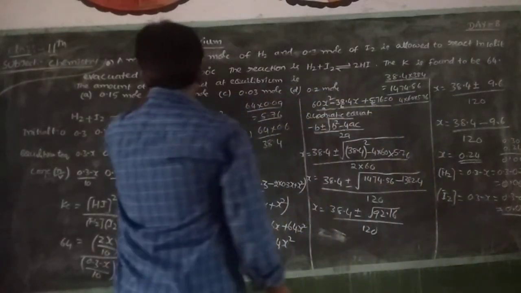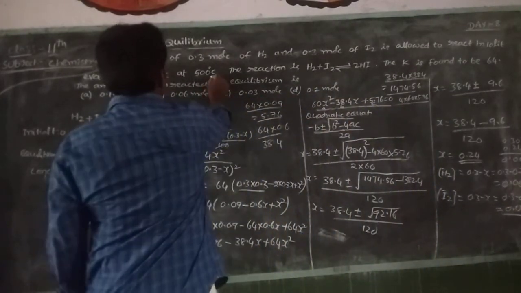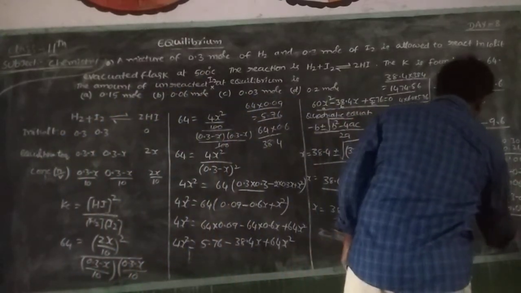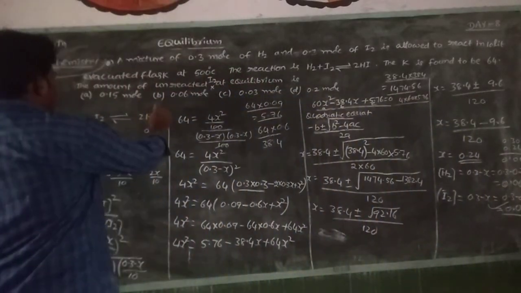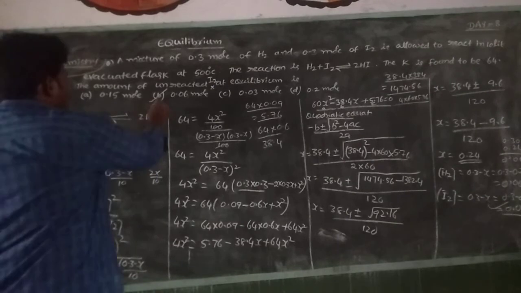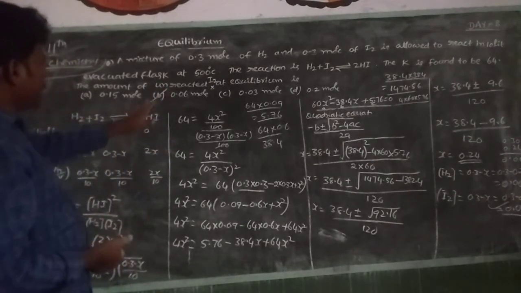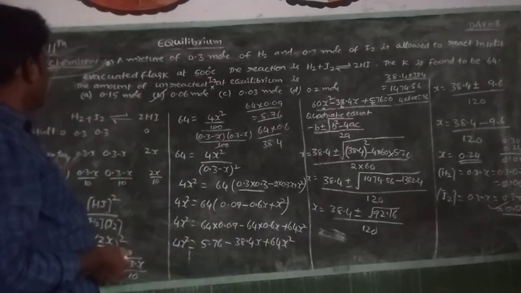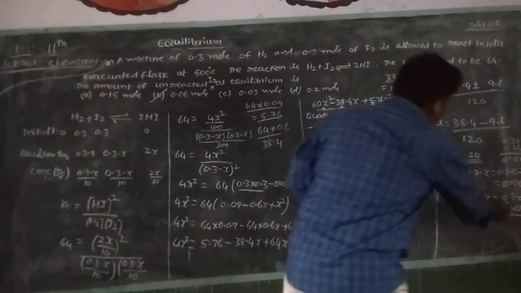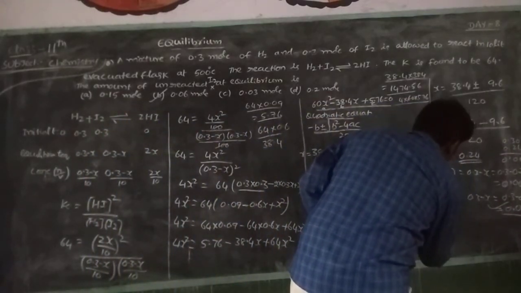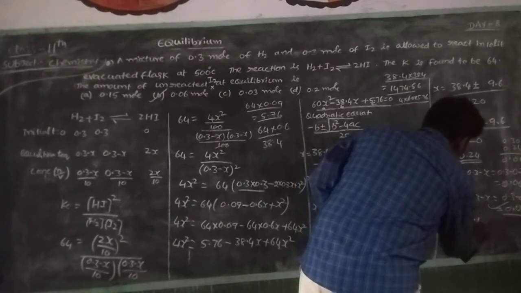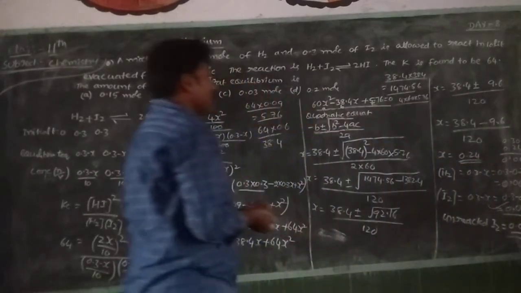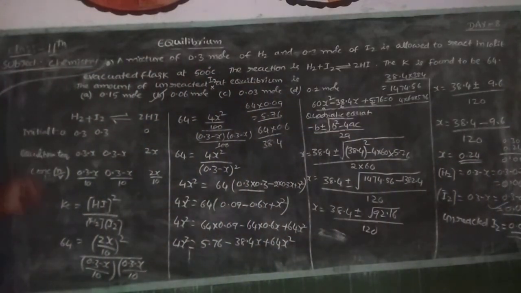Now the amount of unreacted I2 at equilibrium is 0.06. That means now the B option will be correct. B option is 0.06. Unreacted means remaining. Unreacted I2 is 0.06. Okay, this is the B option, it will be correct.